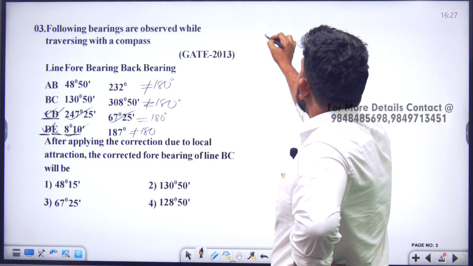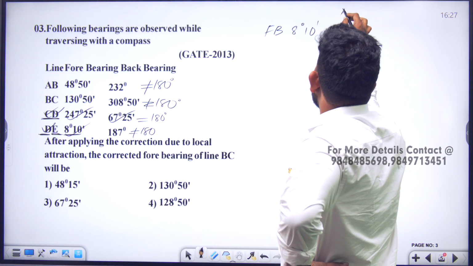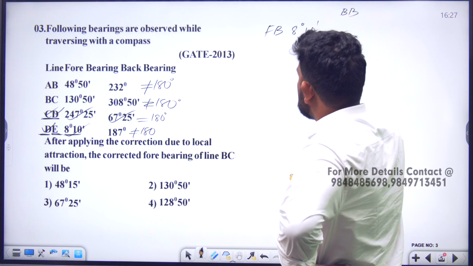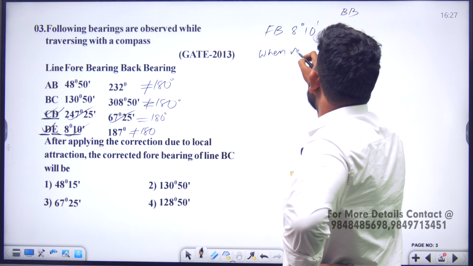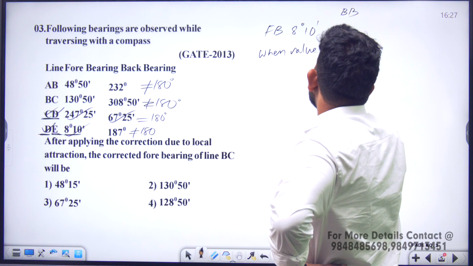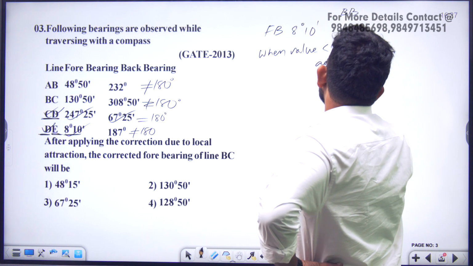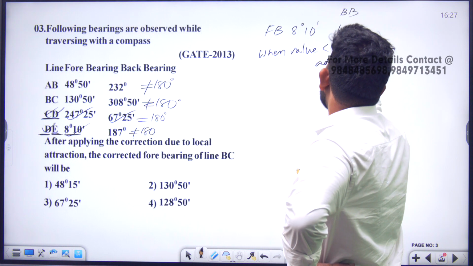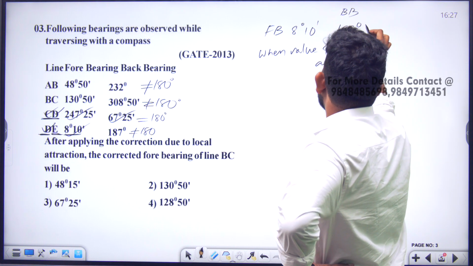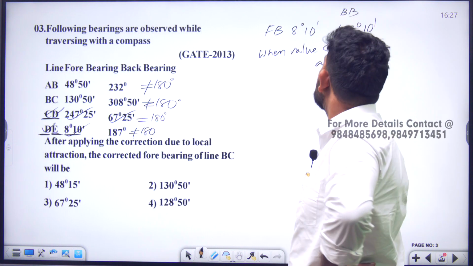so if the forebearing is 8 degrees 10 minutes, then what will be the value of back bearing? Obviously this value is less than 180. So when the value is less than 180 degrees, then add 180 degrees. Okay, then if I add 180 here, the value comes out to be 188 degrees 10 minutes. This is the corrected back bearing.